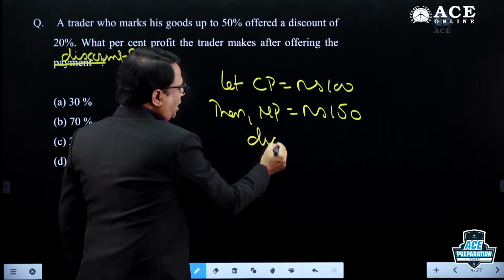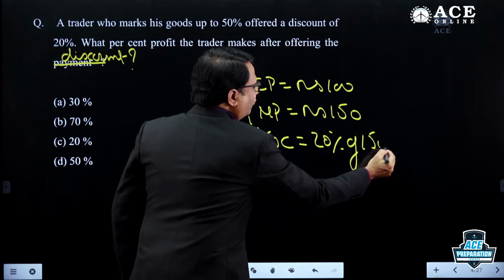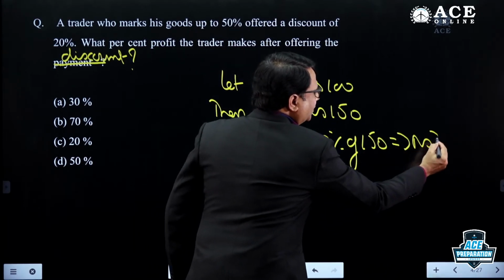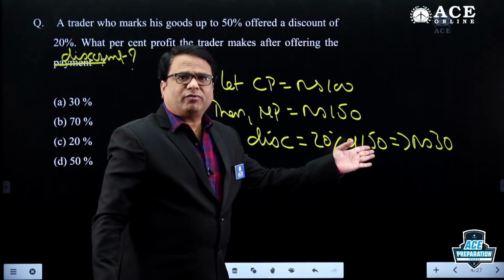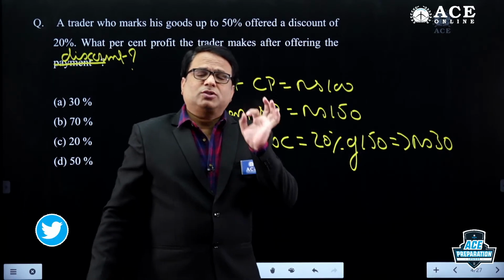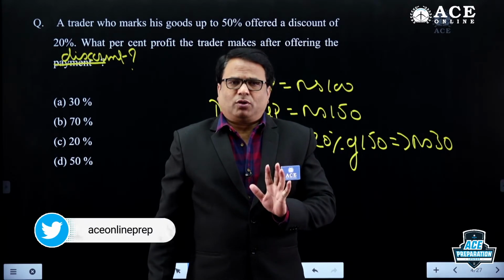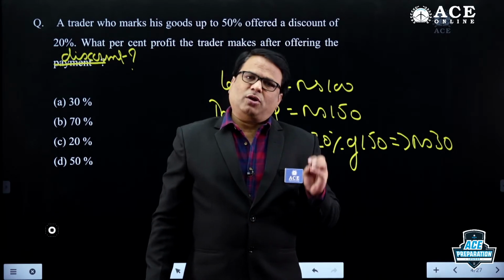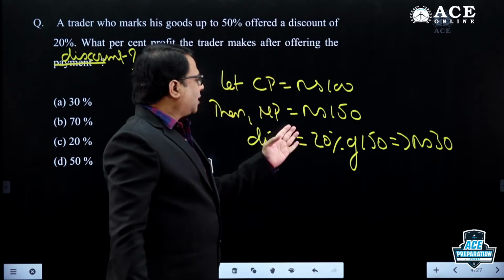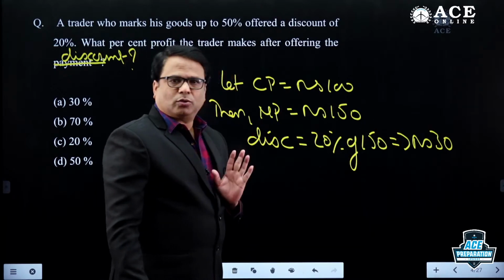Then discount. How much is discount? Discount is 20% of 150, that is rupees 30. Now why is discount calculated on 150? Because I told you discount is always given on market price. It is never given on selling price. It is never given on cost price. It is always given on market price. So I calculate discount 20% on market price and it is coming to 30 rupees.